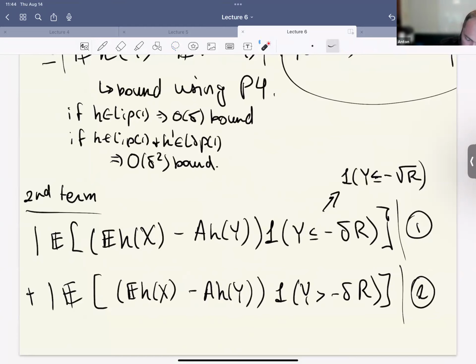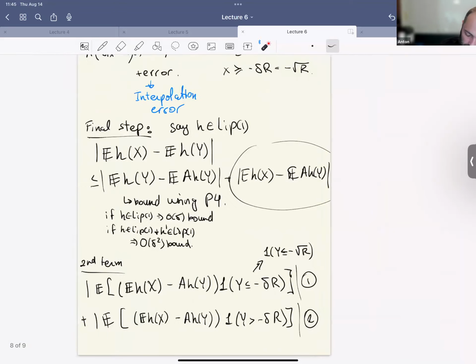Well, term number 1, that's really dealing with this indicator. We didn't talk about exactly bounding term number 1. We talked about bounding the probability that this happens. So now what do we do? Well, you say this thing is a constant. Okay, so a constant times this probability, we can make that arbitrarily small. This thing, if h is Lipschitz, then this grows at most linearly. And then we have absolute value of Y times this indicator, so that probability is small too. Okay.